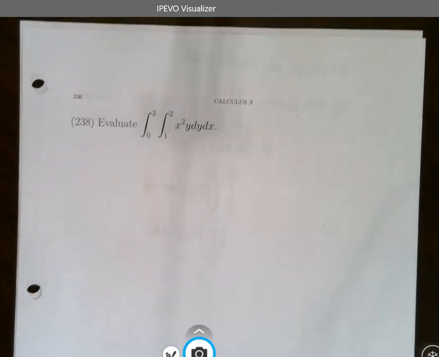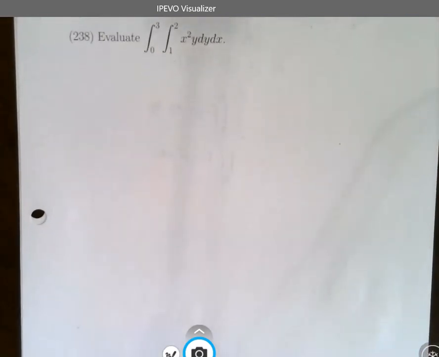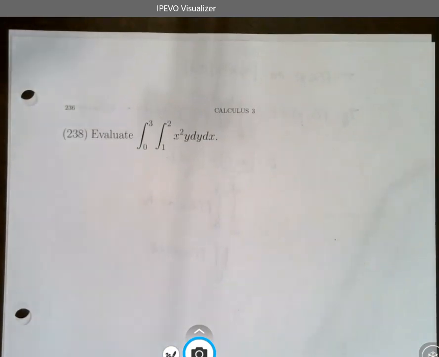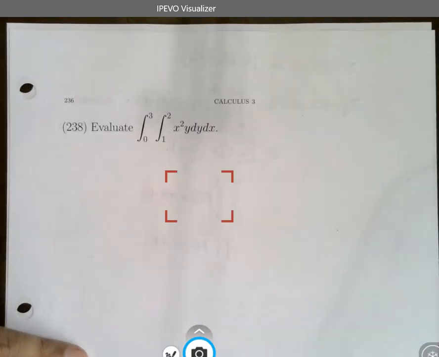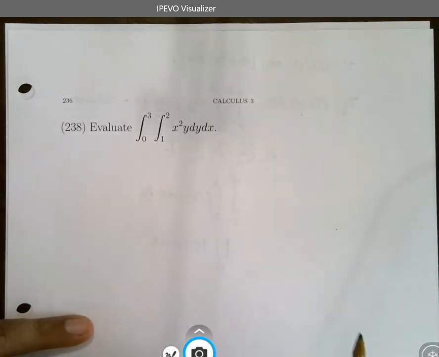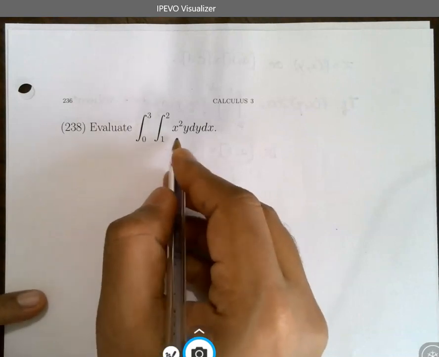Let's see if I can bend it a little more. Okay, and let's see if I can focus a little more for you. So focus.